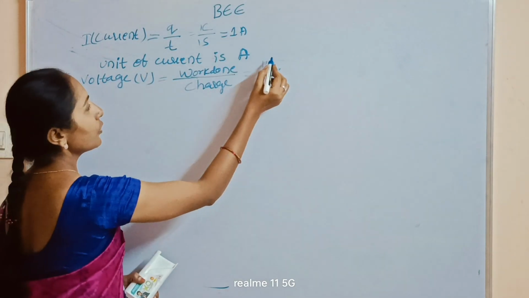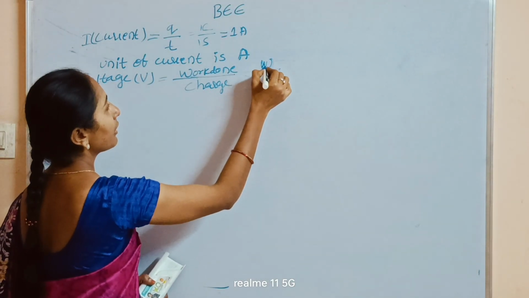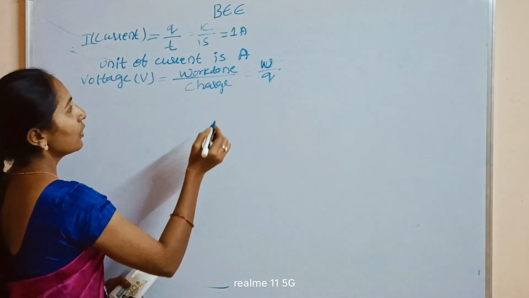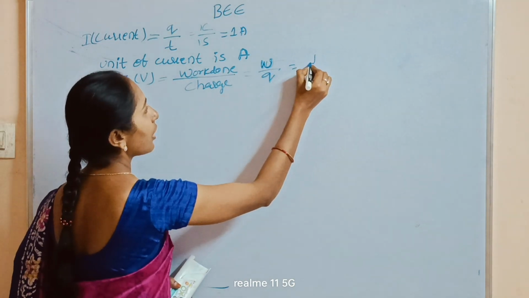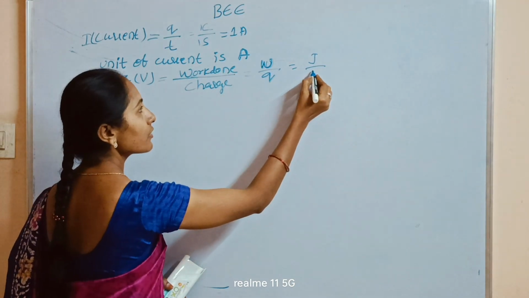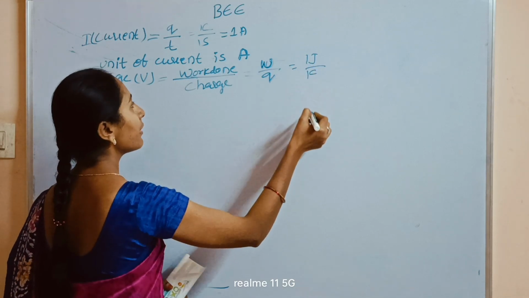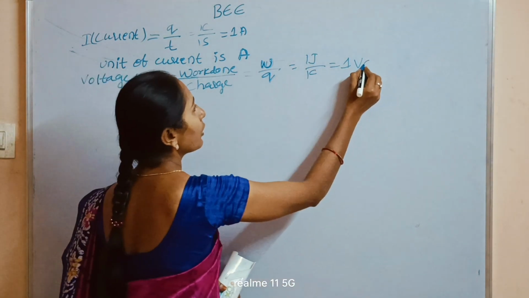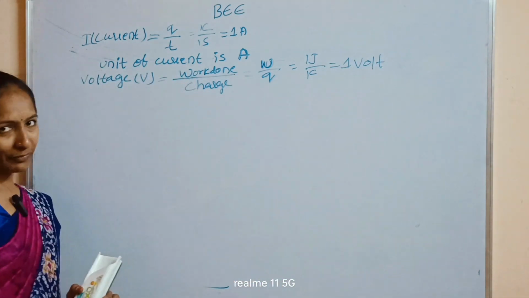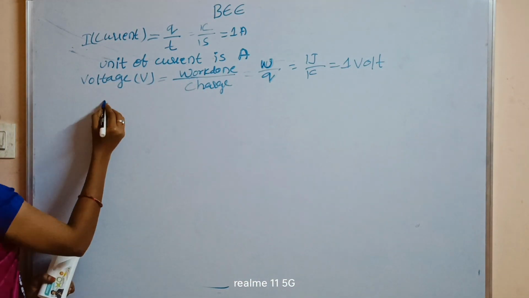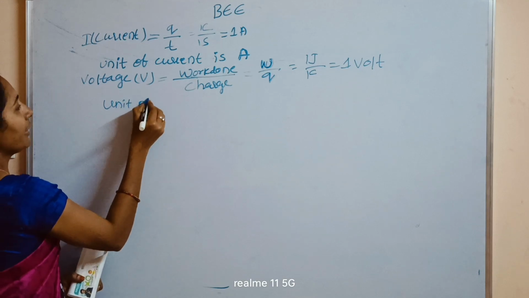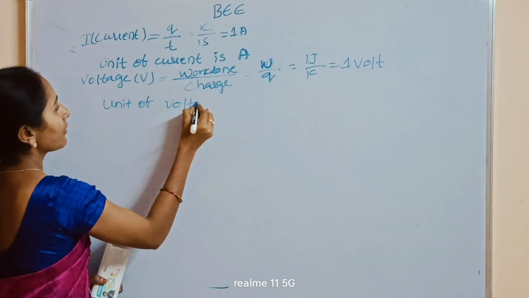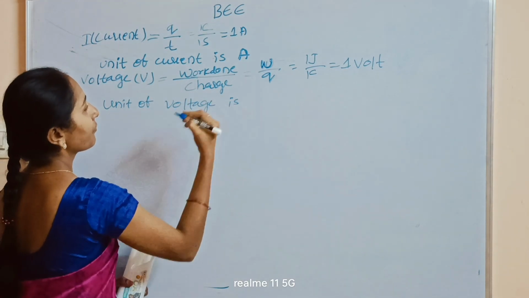Now what is the unit of voltage? What is the unit of work done? Joule. And what is the unit of charge? Coulomb. So 1 joule per 1 coulomb gives 1 volt. So the unit of voltage is volt, represented with V.